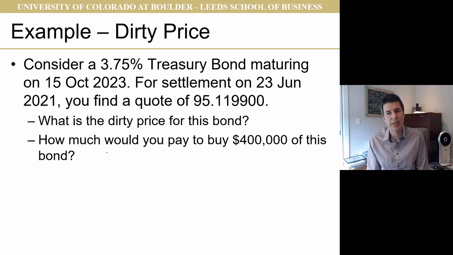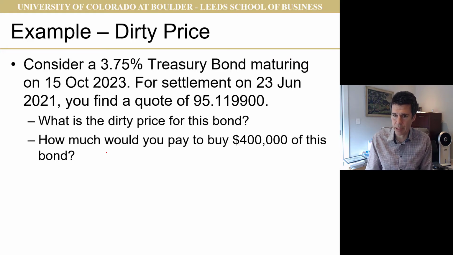Okay, so let's do another example and find the dirty price for a bond and how much we would pay to buy $400,000 of principal for a bond. So this is a 3.75% coupon treasury bond maturing on the 15th of October 2023. We see a quote in the market for settlement on the 23rd of June 2021 of 95.1199. Okay, so that's a quote in the market.